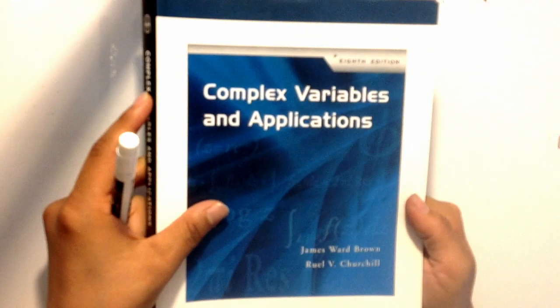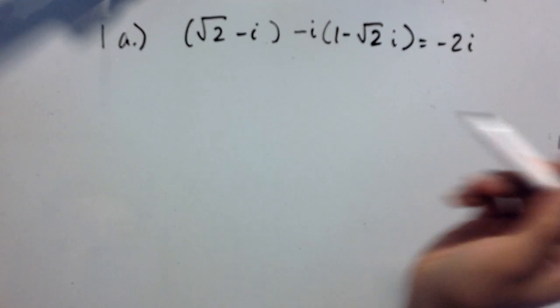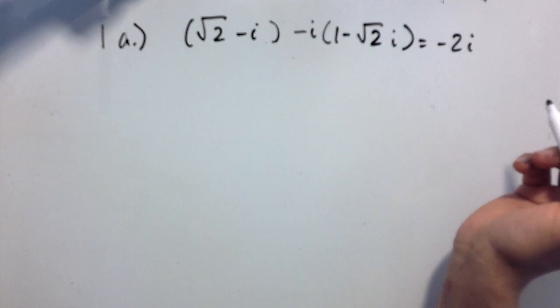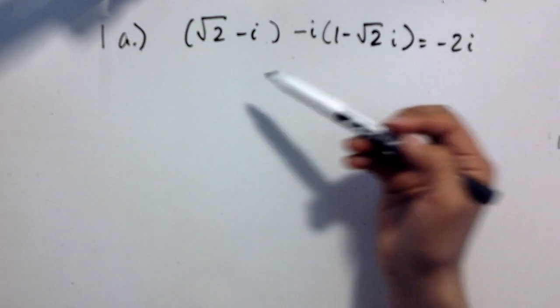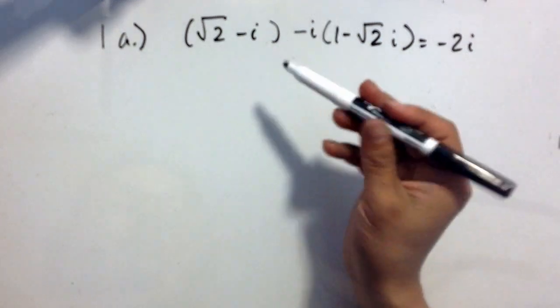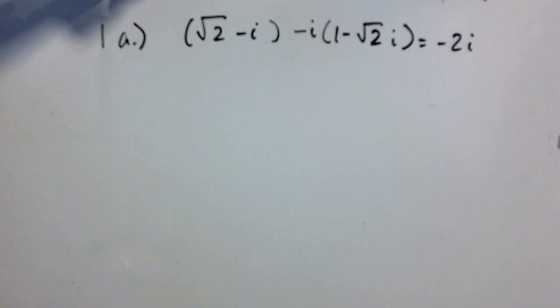So I'll be working some problems from this book by Brown and Churchill, and I'm starting with exercises following section 2. Number 1 asks us to verify some relations. Part A, we are given this equation that we need to verify. So what does it mean to verify an expression? In this case, we need to show that this side is equal to the other side.